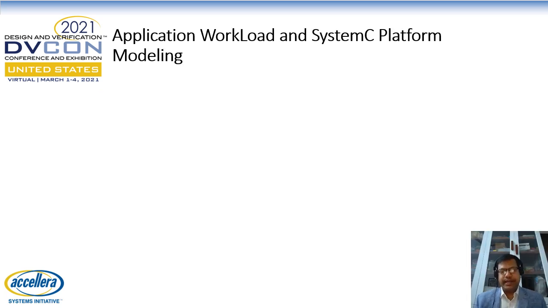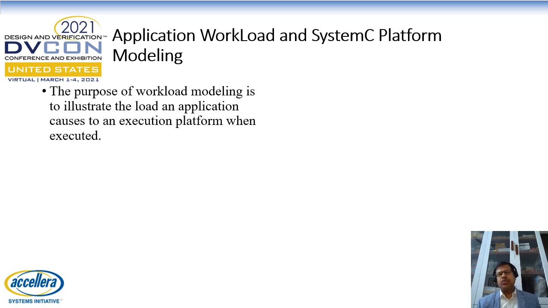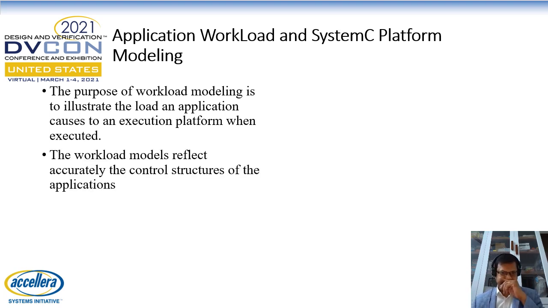So finally, we are going to look at how an application workload is going to be executed on a SystemC platform and what purpose it serves. If you look at a workload, essentially what it tries to do is to model the actual load which is going to be put on the target system when a specific application or a use case is going to be run on that particular system. And it's very important that the workload reflects the correct control structures of the applications in terms of input, output, processing. It needs to capture the control part correctly.